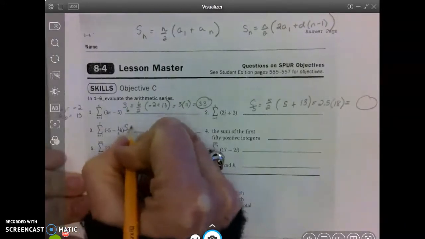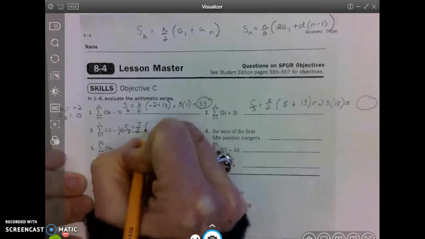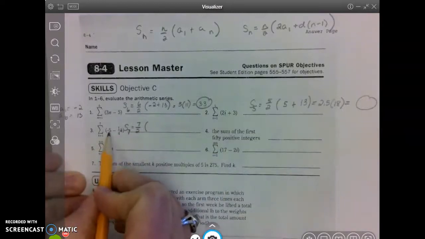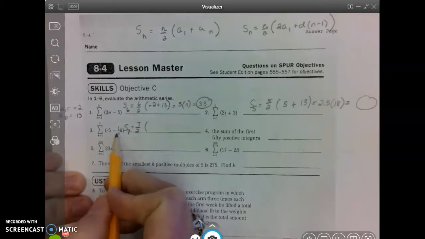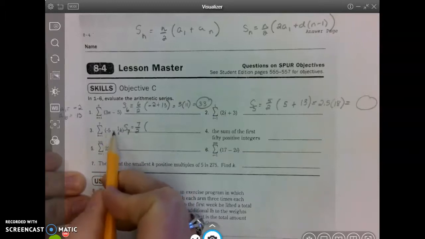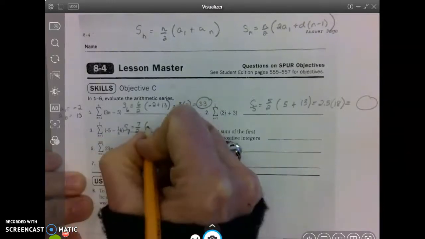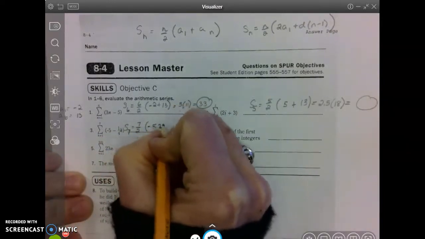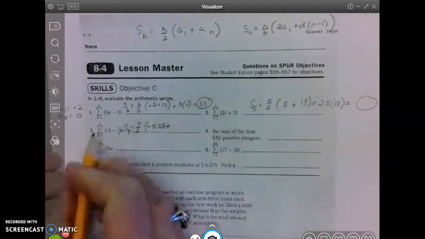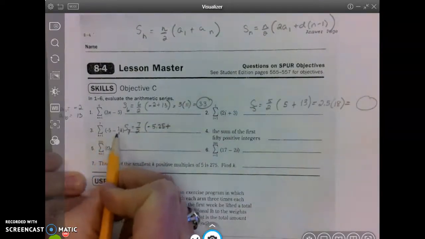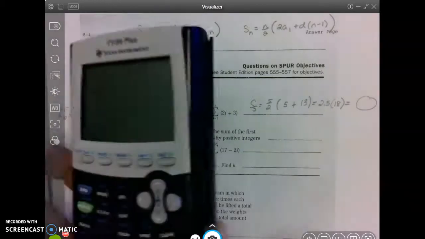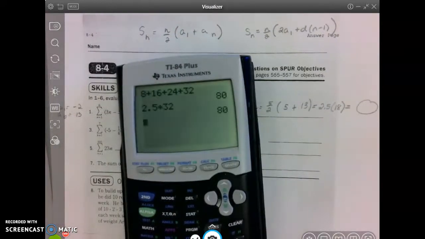So s sub 7 is 7 divided by 2. The first term is negative 5 minus a fourth times 1. So negative 5 minus a quarter. I'm going to put this in my calculator as 0.25. So I end up with negative 5.25 plus negative 5 minus a quarter times 7. I'll put that in my calculator. I've got negative 5 minus a quarter times 7.